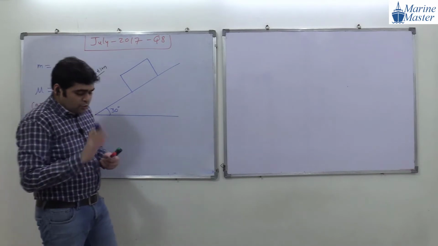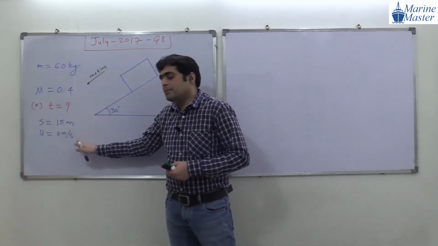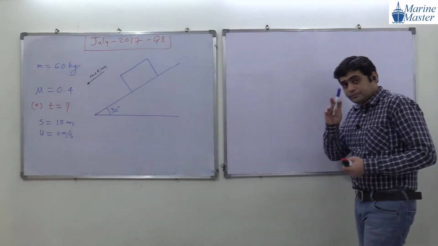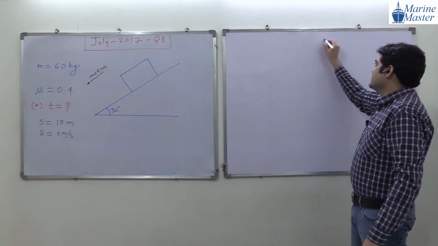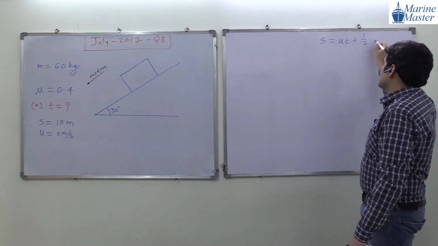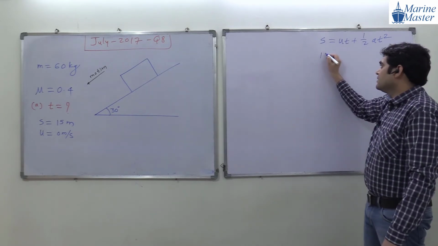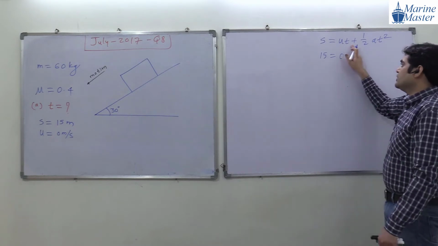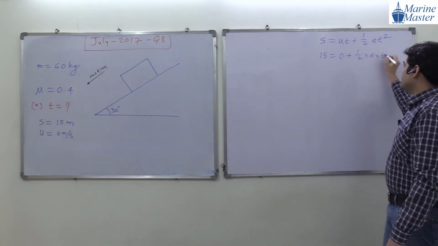Now try to see the scenario here. What is our target? We have to find the time to cover the distance of 15 meter when the object is starting from rest. We know this relation: S is equal to ut plus half at square. How much is S here? 15 meter. Initial velocity is how much? 0. So u into t is 0, and half into a into t square remains.